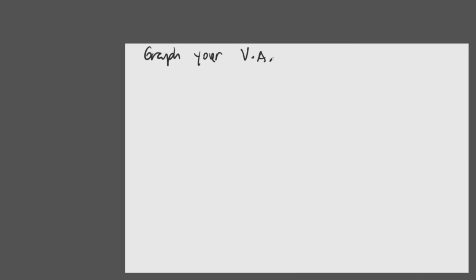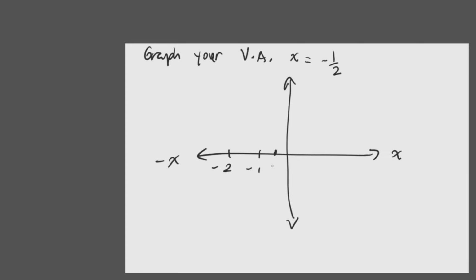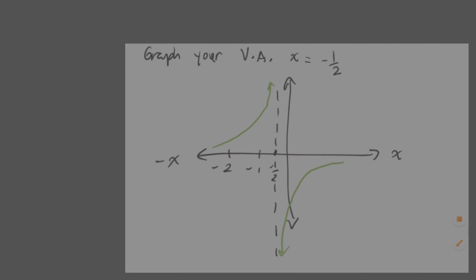Okay, now let's graph our asymptote, which is x equals negative 1/2. So gawa muna tayo ng Cartesian plane, and then let us plot negative 1/2 on our Cartesian plane and draw a vertical line since this is a vertical asymptote. And then the graph goes up to positive infinity and goes down to negative infinity. So, ito yung graph ng ating asymptote, which is x equals negative 1/2.